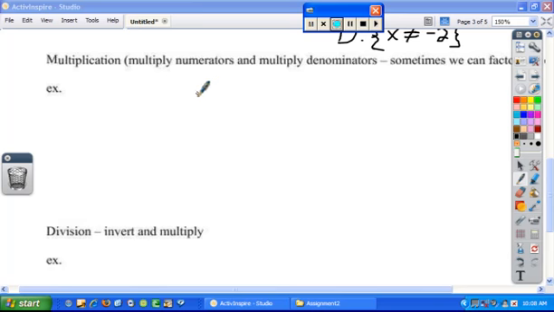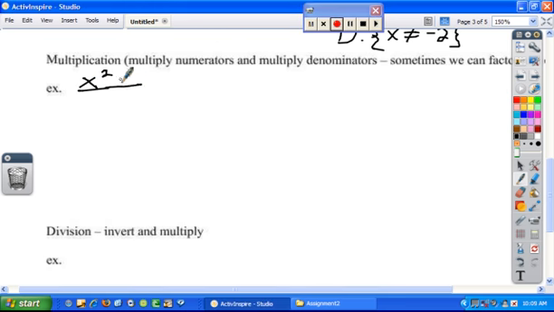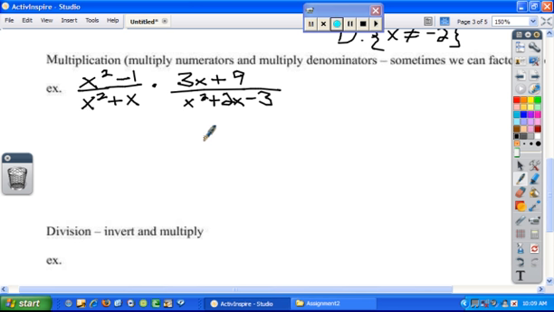Now let's talk about multiplying and dividing rationals. If I want to multiply rational expressions, let's say I have x squared minus 1 over x squared plus x, and then times 3x plus 9 over x squared plus 2x minus 3. If you want to multiply these, keep in mind that for multiplication and multiplication only, not addition, not division, you can cancel things out up and down or diagonally, never left to right.